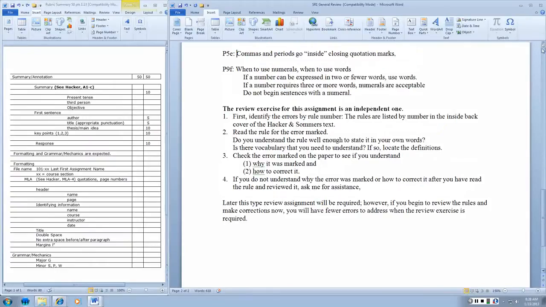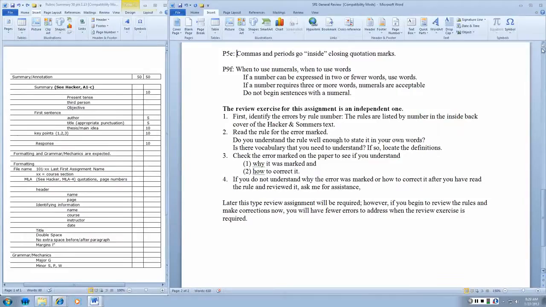These rules are stated in my own words, but you can go to them and read them and see what they say specifically. Do you understand the rule well enough to state it in your own words? Or is there vocabulary that you need to understand? If so, you need to define those words. If it's pronoun antecedent agreement, you need to know what agreement and antecedent are. You need to know what number and gender are. Look at the rules to see. Check the error marked on the paper to see if you understand why it was marked and how to correct it. If you don't understand those things, after you've read the rule, reviewed it, and looked at your paper, ask me for assistance.